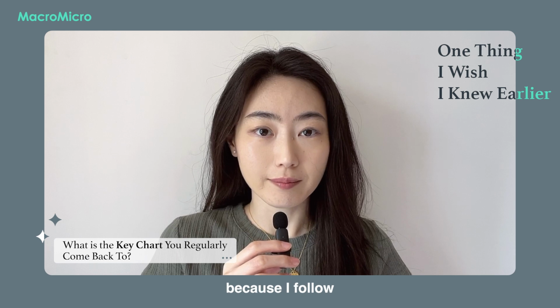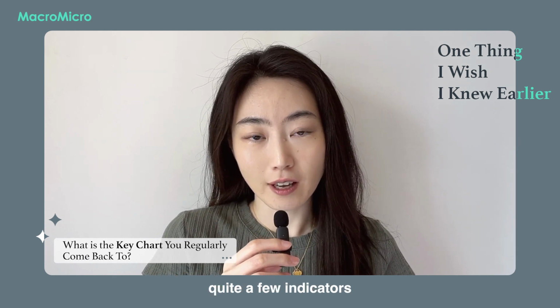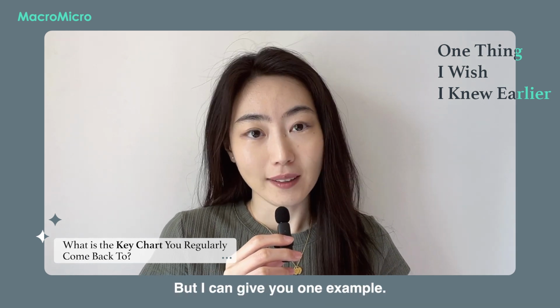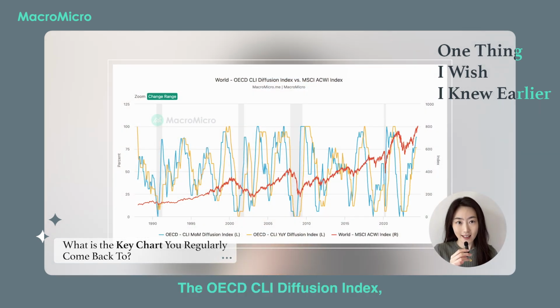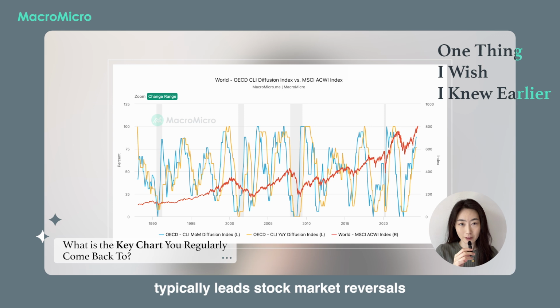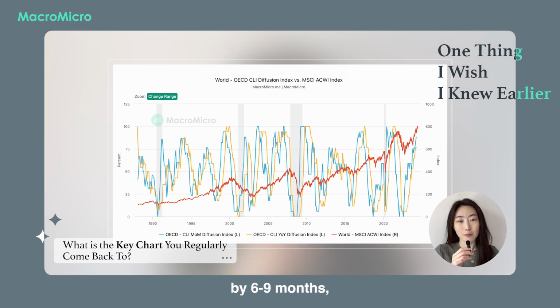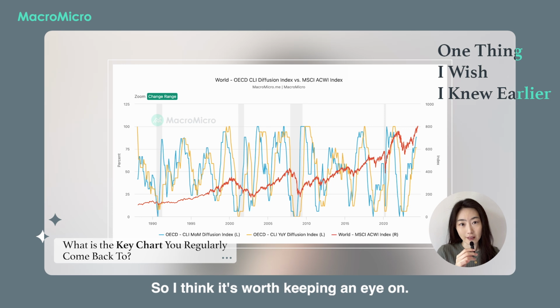It's hard to only pick one because I follow quite a few indicators across different asset classes, but I can give you one example. The OECD CLI Diffusion Index, calculated by Macro, is a useful one. CLI stands for Composite Leading Indicators. They are a set of economic metrics predicting turning points in global economies. The CLI Diffusion Index typically leads stock market reversals by 6 to 9 months, providing investors with a valuable heads-up signal. So I think it's worth keeping an eye on.